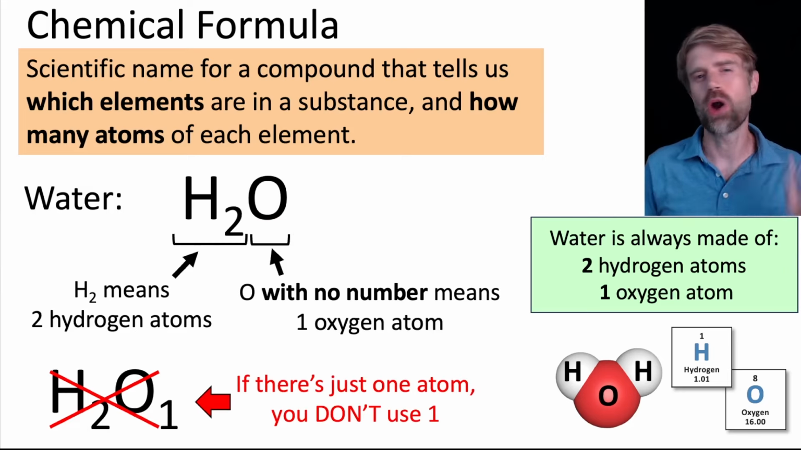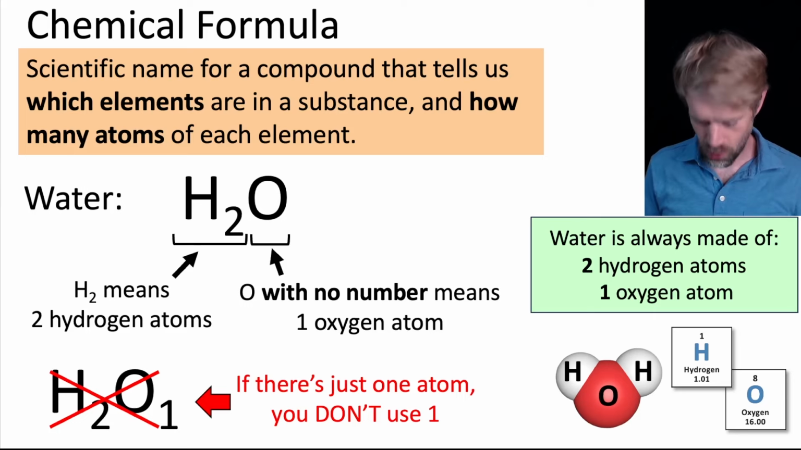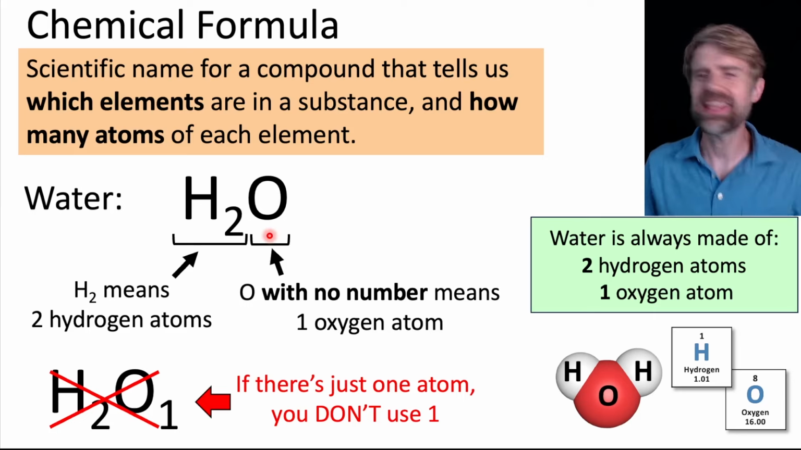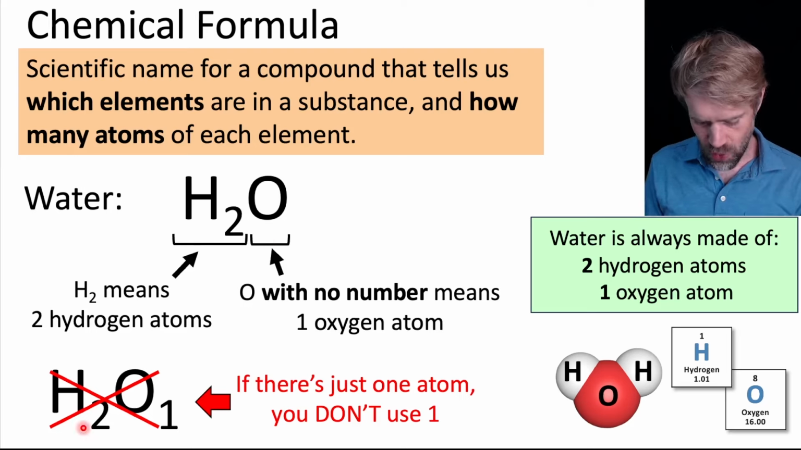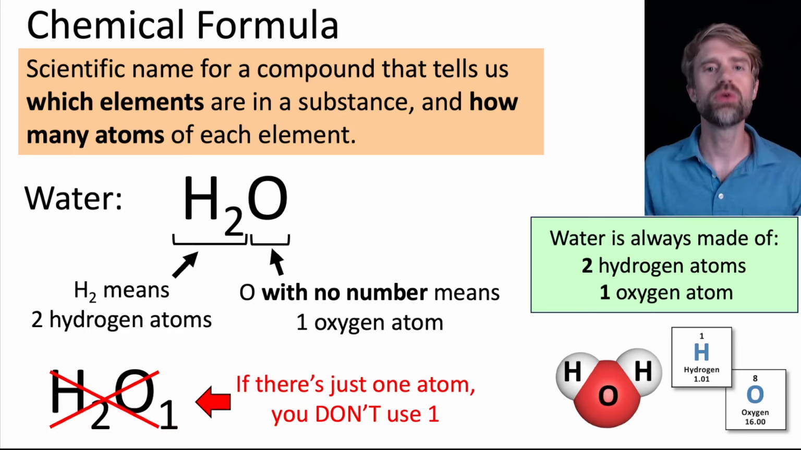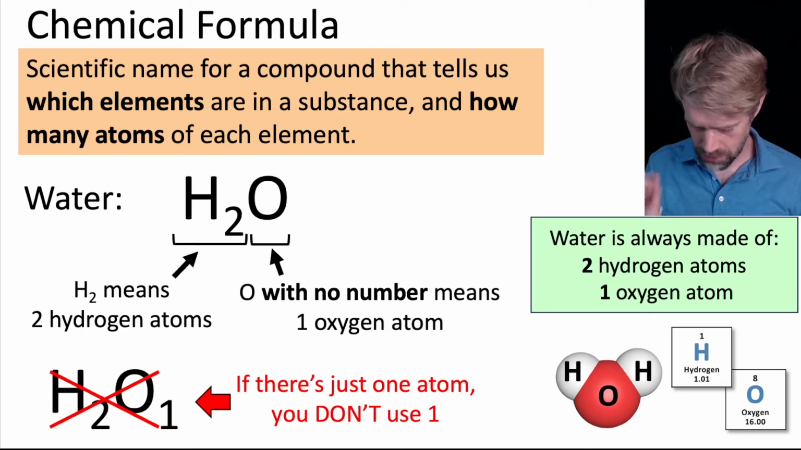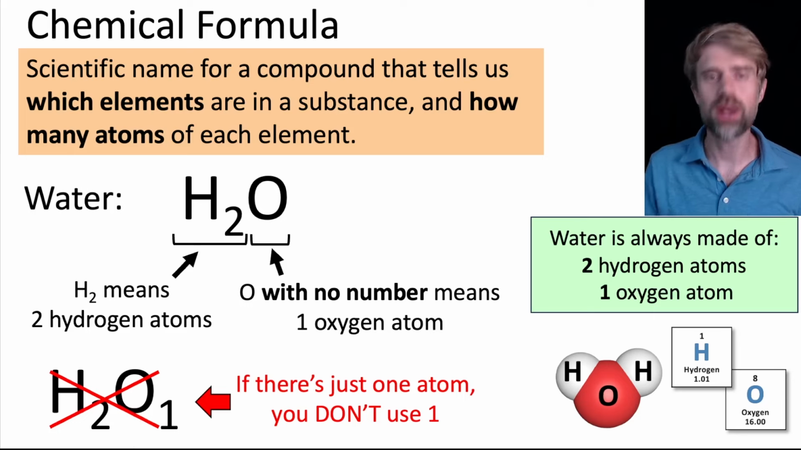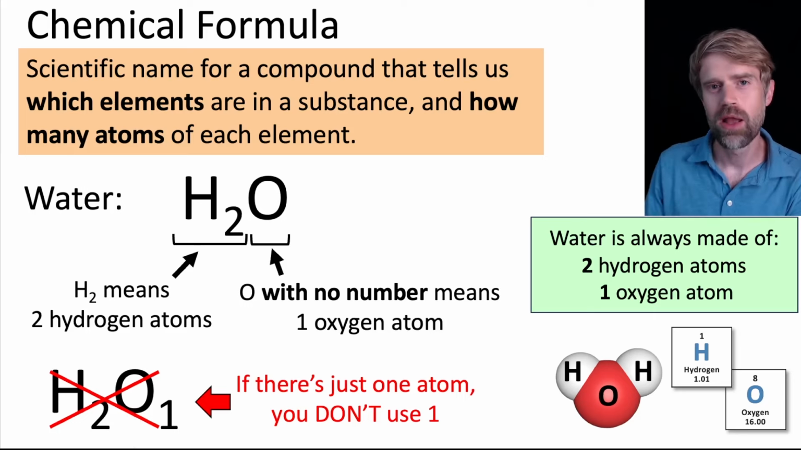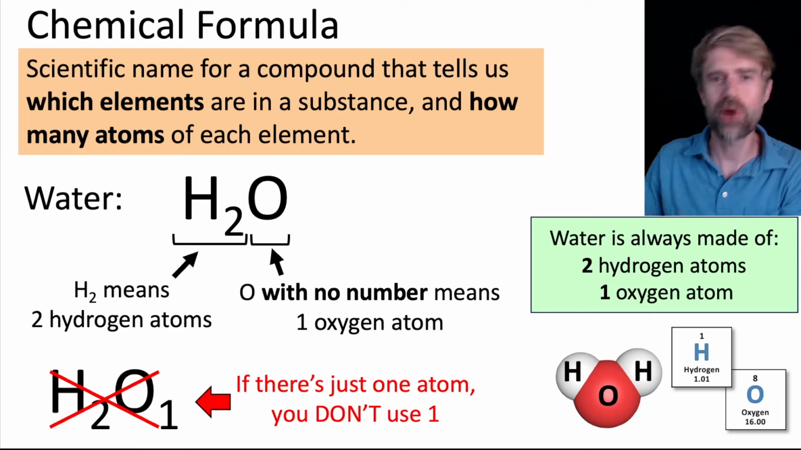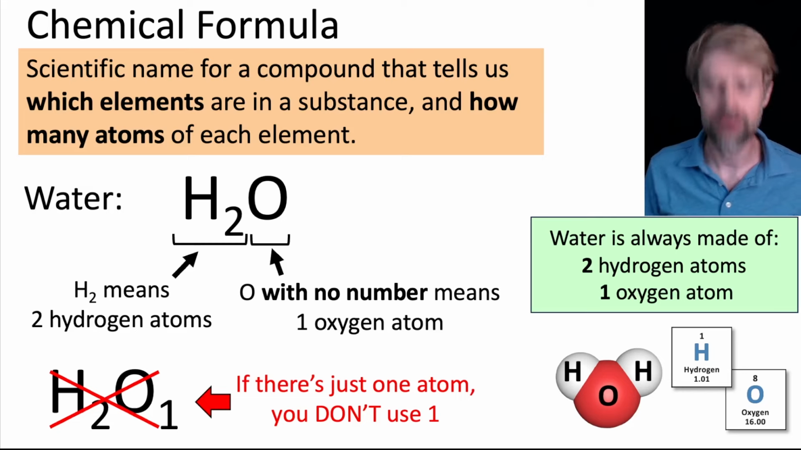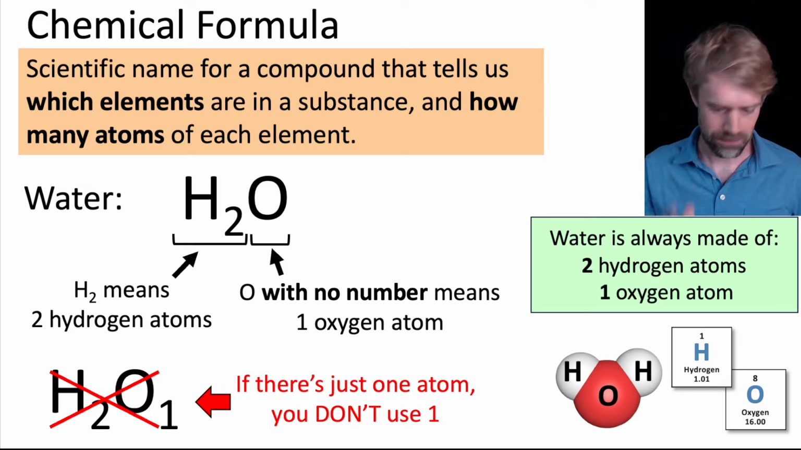People always want to put a 1 after the element symbol when they just have 1 atom. They can't resist, but that is wrong. So here we have H2O1 crossed out to make this point. You don't use the 1. You just put the O. Putting the 1 is wrong. It's not like it makes it better. It's not like, oh, this is a little thing that I don't have to do, but adding the 1 makes it more perfect. No, adding the 1 makes it wrong. Don't use a 1 when you have just 1 atom.